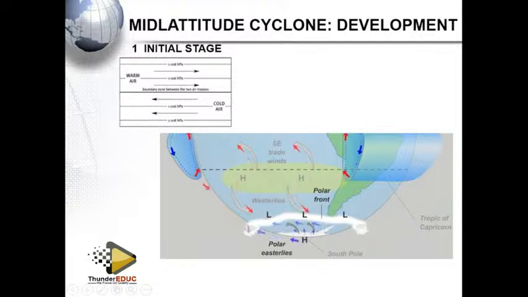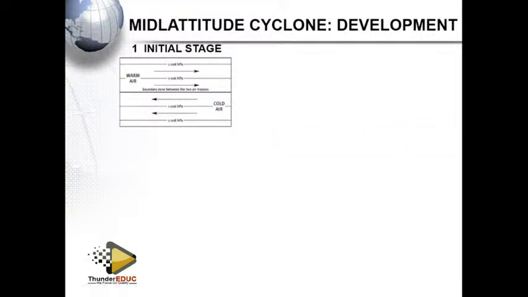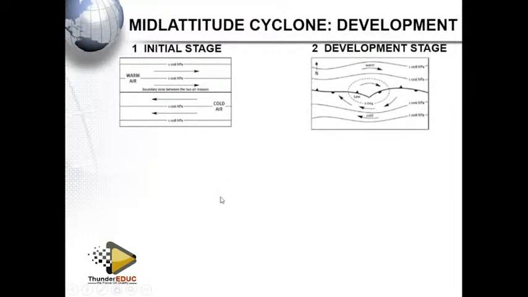What you must note with the initial stage is that it is sometimes referred to as a stationary stage because the boundary is not moved at all. Okay, that's why we call it the stationary stage. We go to the second stage. The second stage is also known as the developing stage or the development stage. In other words, some other books will call it a wave stage.